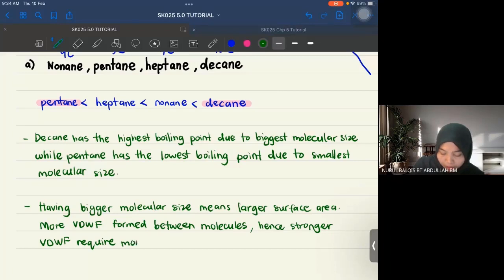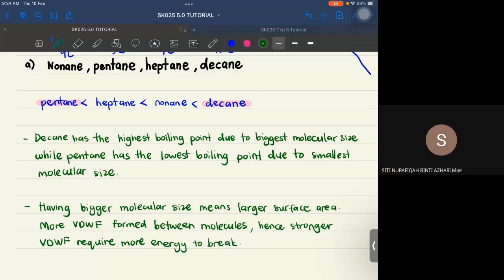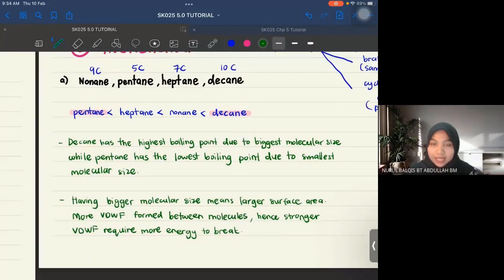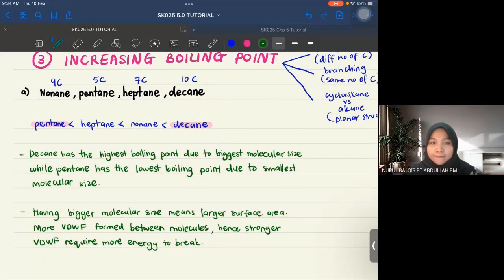More energy to break. Betul tak? Yes. Okay. Lepas tu dah habis dah cerita. Kan? Habis lah kan? Betul tak?